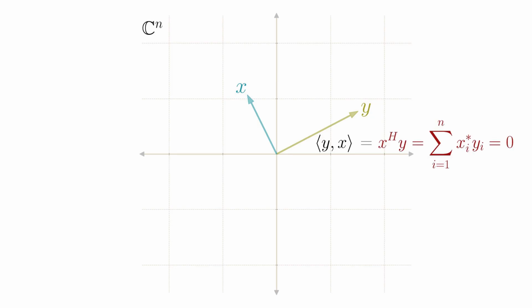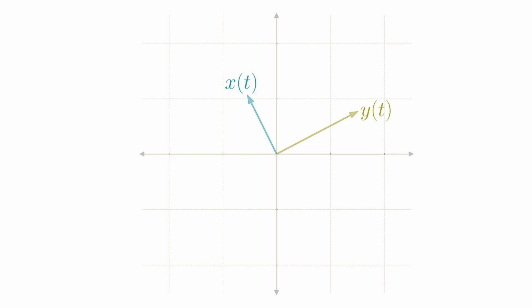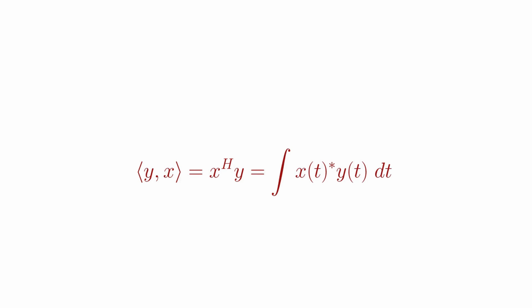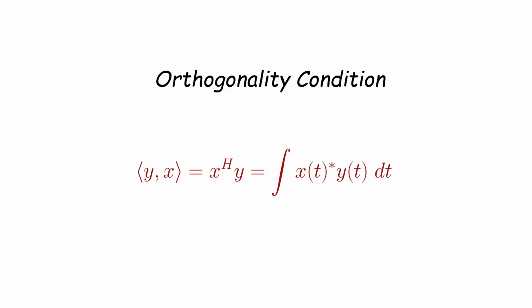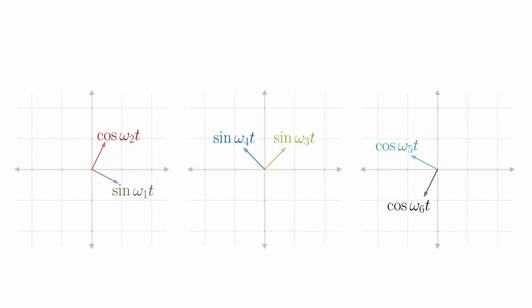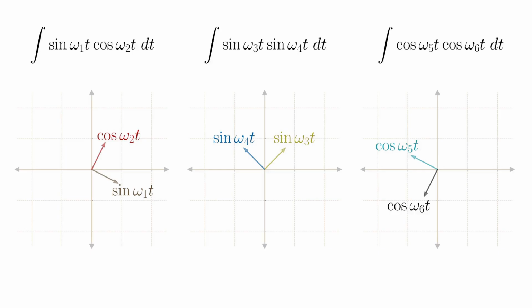Interestingly, this idea of orthogonality can also be extended to continuous time signals. Since x of t and y of t are defined over a continuum of values of time, they can be thought of as infinite dimensional vectors. So we rewrite the summation as integration in this definition of inner product. So two signals are orthogonal to each other if this integral turns out to be 0. So in these cases, we need to check if the integrals turn out to be 0 or not.